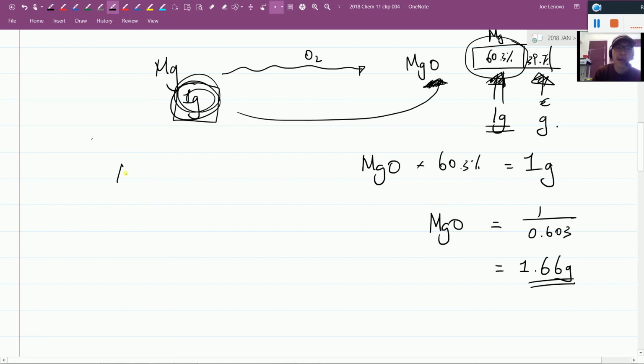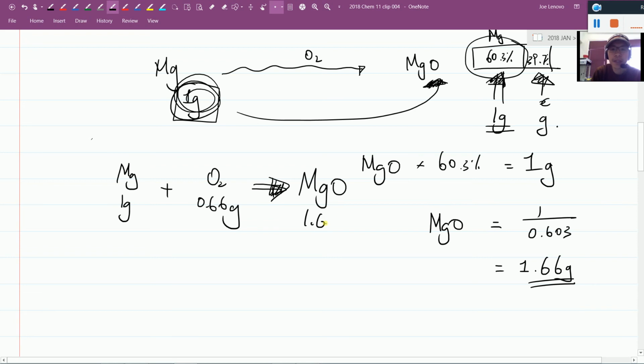So 1 gram of Mg goes into the reaction, and it's going to react with 0.66 gram of oxygen gas. All together, when it forms, it becomes MgO, and all this MgO would weigh 1.66 grams. The proportion between them is that 2 parts of magnesium will mix with 1 part of O2 and form 2 bigger molecules of MgO. But overall, we have 1.66 grams in there.